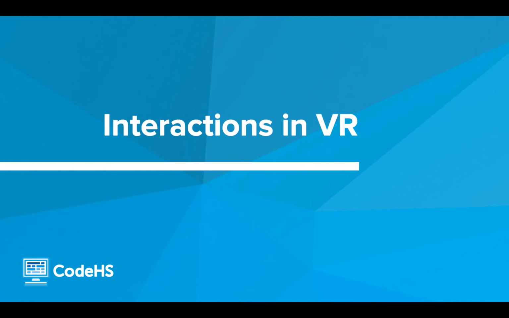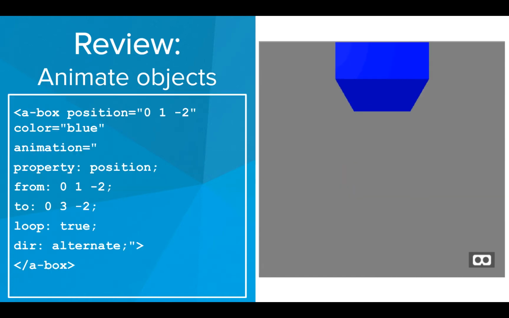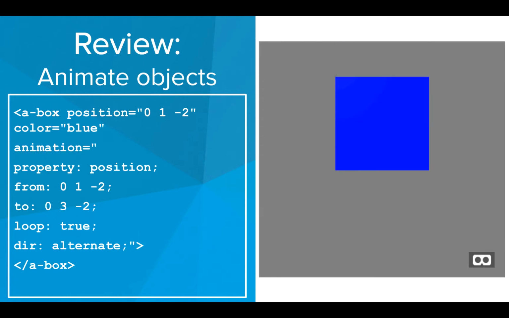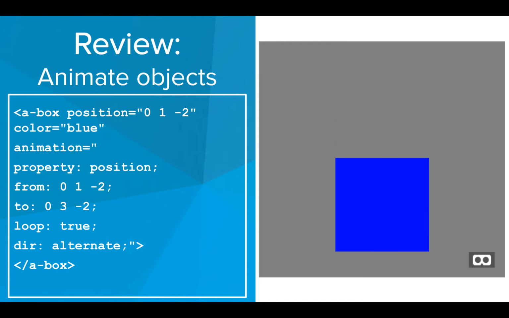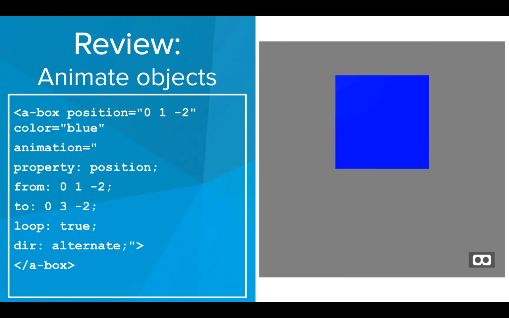Hi, in this lesson, we'll be talking about interactions in virtual reality. Quickly to review, we know we can add objects to the virtual reality world and set attributes such as the position of the box and the color of the box. We can then animate those objects by adding an animation attribute inside the opening tags. By specifying parameters in the animation attribute, we can control how the object changes. For example, this animation shows a box moving in a loop between positions 1 and 3.